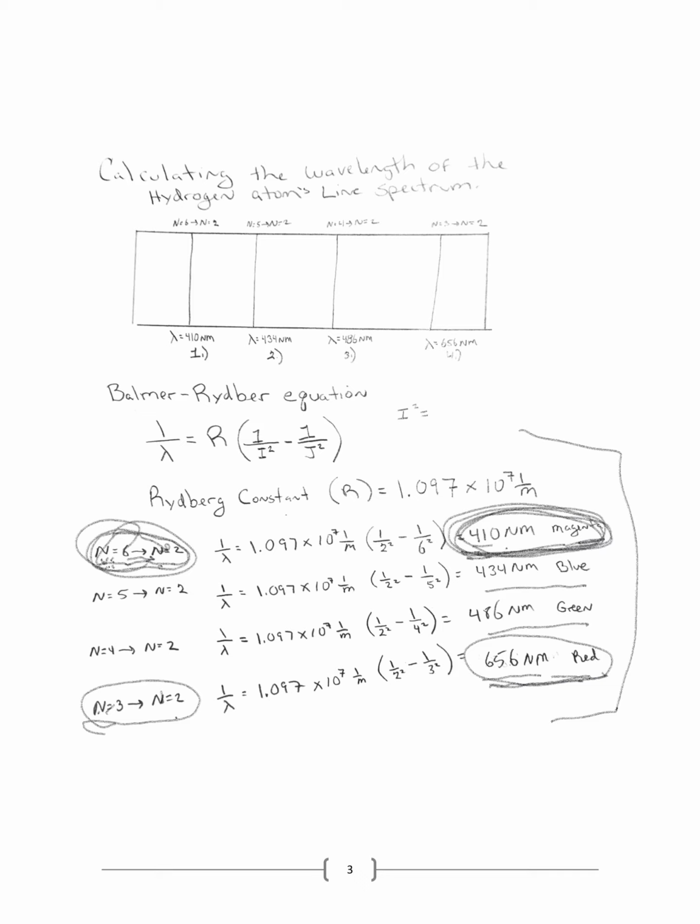The shorter the wavelength, so this is 410 nanometers, the higher the frequency. The longer the wavelength, the lower the frequency, the less energy it has. The shorter the wavelength, the higher the frequency, the more energy it's going to have. All right, that's the takeaway from this. You don't need to know the Balmer-Rydberg equation and do calculations from it. You just need to know that the more energy the electron releases when it falls from the excited state to the ground state, the higher the frequency.